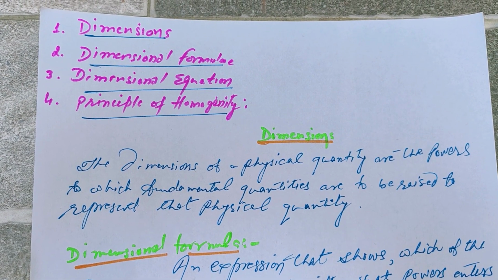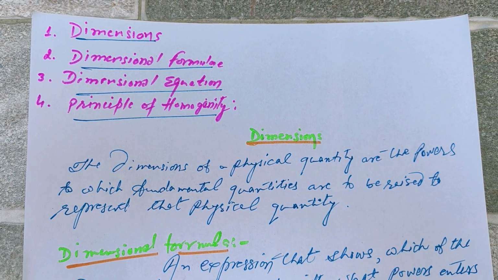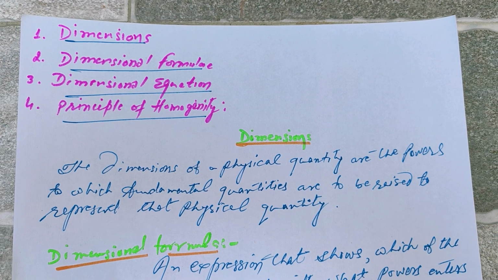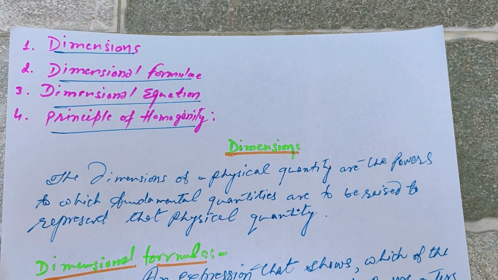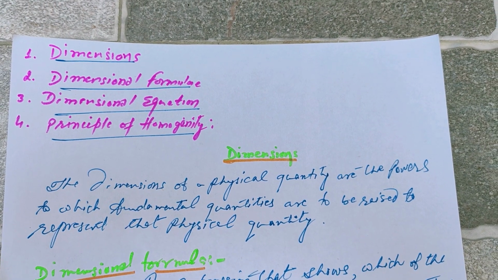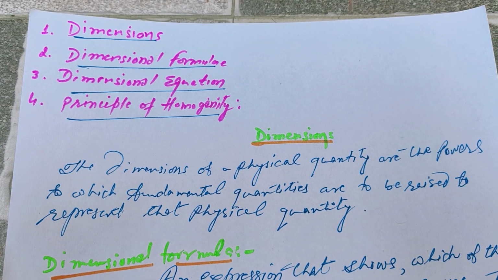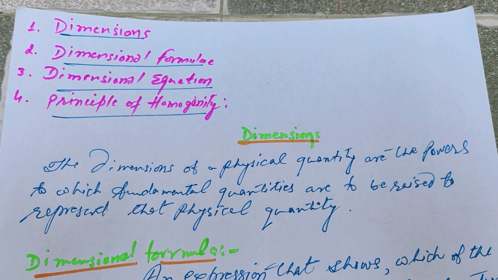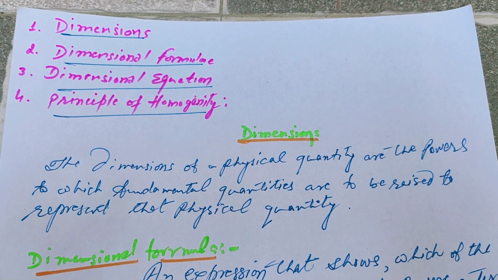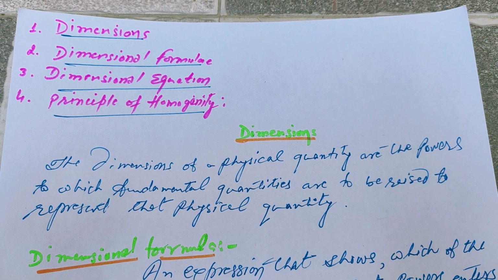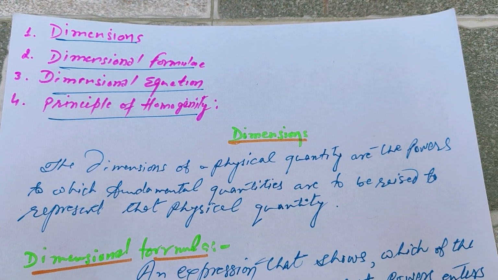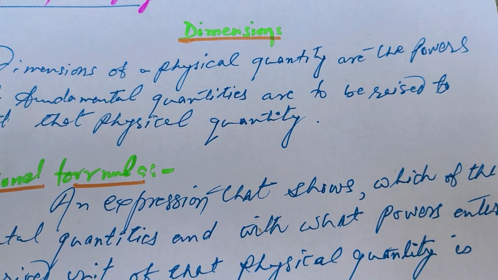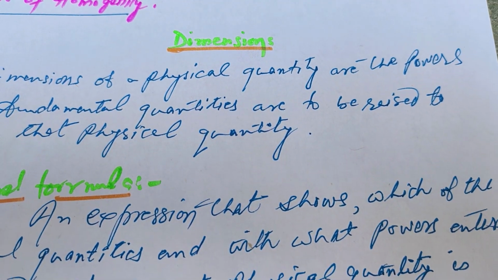Hello students, today I will start with these four topics, that is dimensions, dimensional formula, dimensional equation and principle of homogeneity. In the last lesson I had discussed physical quantity and how to represent a physical quantity, and on the basis of that, today I will start with the first topic, that is dimensions.